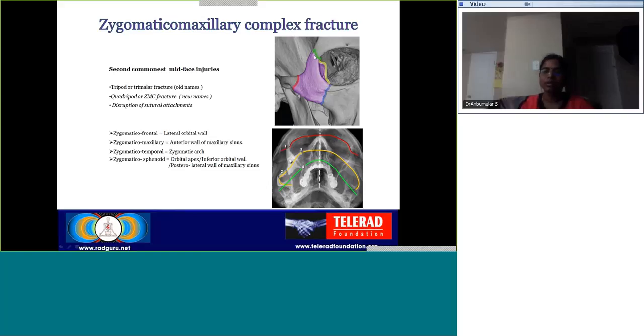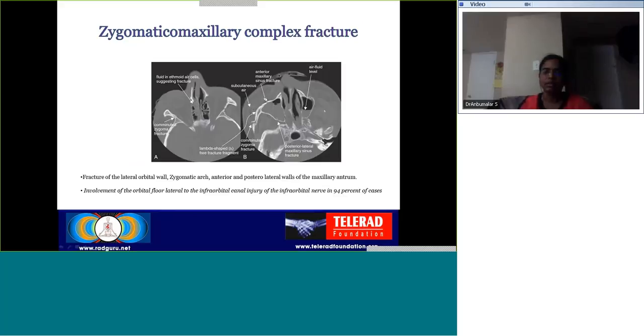The zygomaticofrontal is seen along the lateral orbital wall. The zygomaticotemporal is seen along the zygomatic arch, and the zygomaticomaxillary is seen along the anterior wall of the maxillary sinus. So these lines are again helpful in this evaluation. Once there is a discontinuity in these lines, we have to think about the zygomaticomaxillary complex fracture.